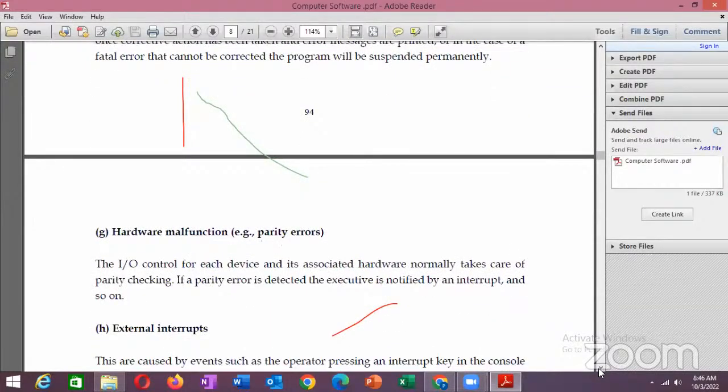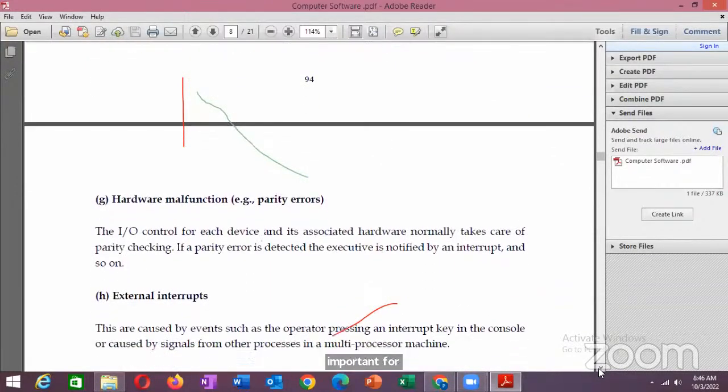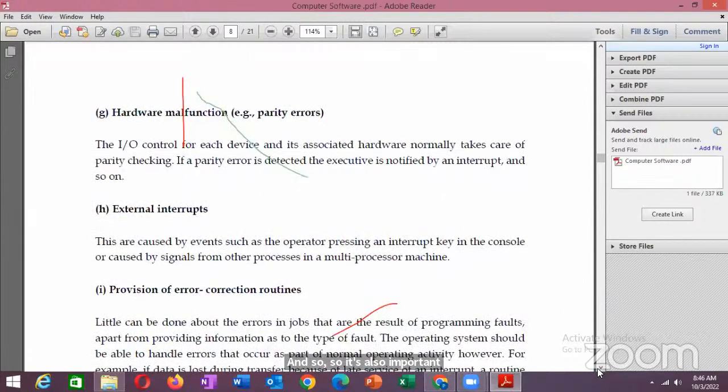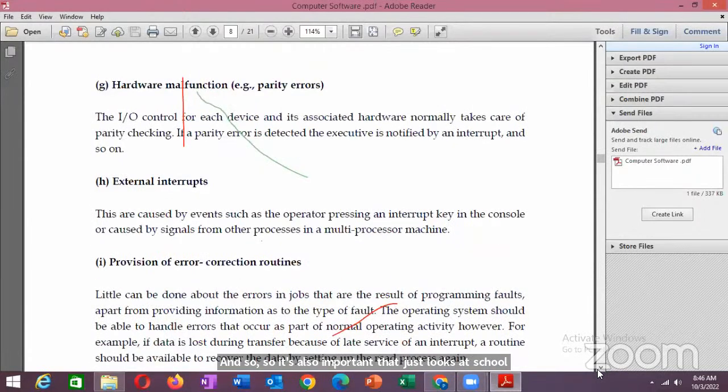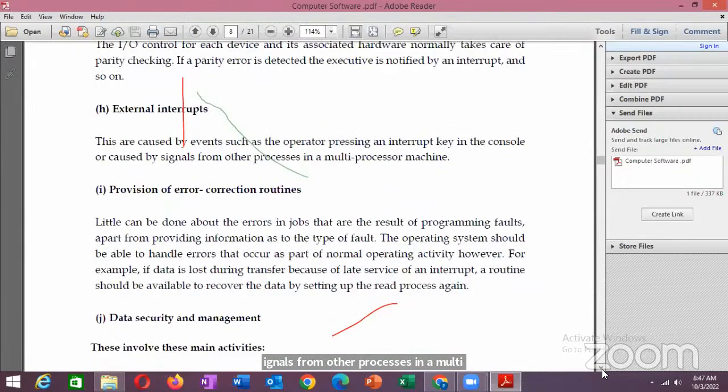Then for each device, its associated hardware normally takes care of parity checking. If a parity error is detected, the executive is notified by an interrupt and so on. So it's also important that it looks at that kind of error. Then we have the external interrupts. These are caused by events such as the operator pressing an interrupt key on the console, or caused by signals from other processes in a multi-processor machine.